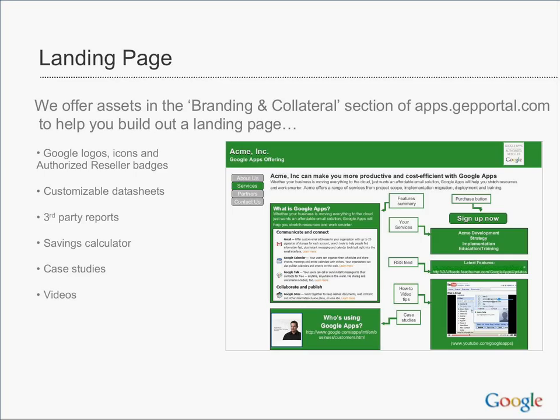We also offer a customizable data sheet, third-party report, savings calculator, and case studies, which are highlighted on the bottom left there. You can access existing customer case studies for Google Apps. You can also create your own success stories, which can be submitted through the Solutions Marketplace. And we're going to post them on the blog there for other customers to find your own success stories. And then finally, we offer videos, which you can see on the bottom right corner there. And these videos are a really effective and engaging way to help users quickly understand what Google Apps is and everything that's included within it.